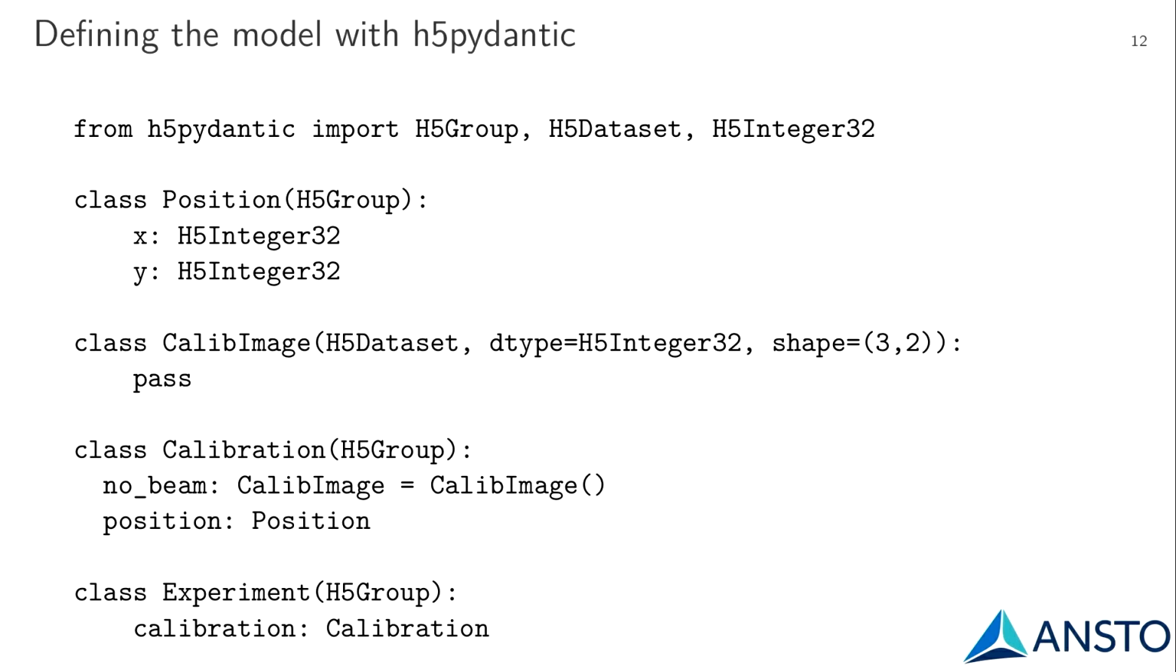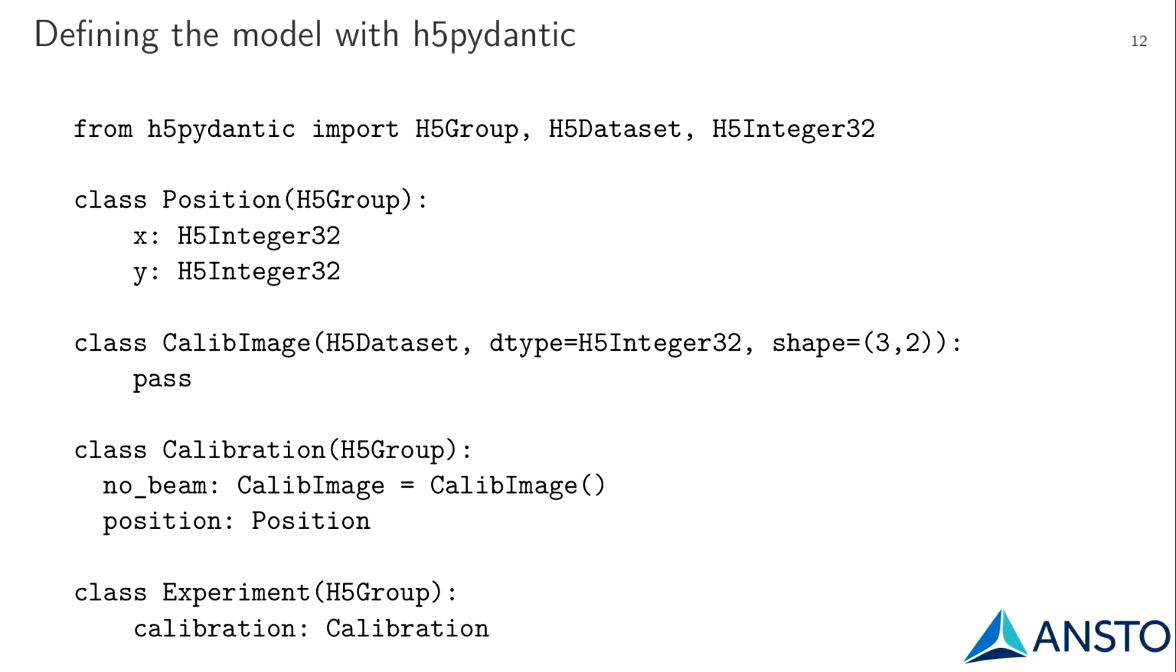One slight disadvantage with Python is that it is a single pass language. You have to declare something before you use it. So you actually kind of have to read these models from the bottom up in this example. So right down the bottom, we've got an experiment. It's got a calibration field, which goes up to the previous class, which is calibration. That calibration has a no beam calibration image field and a position field. And we go up again.